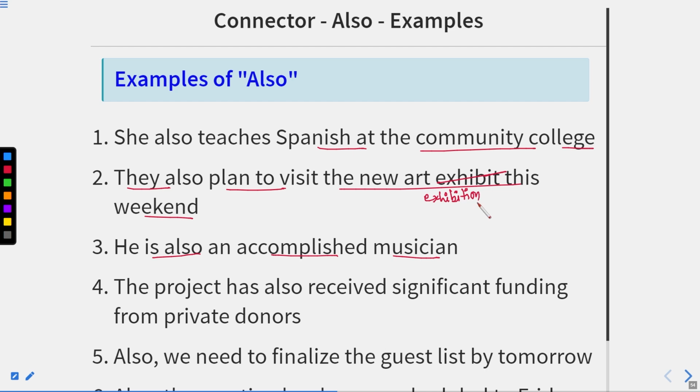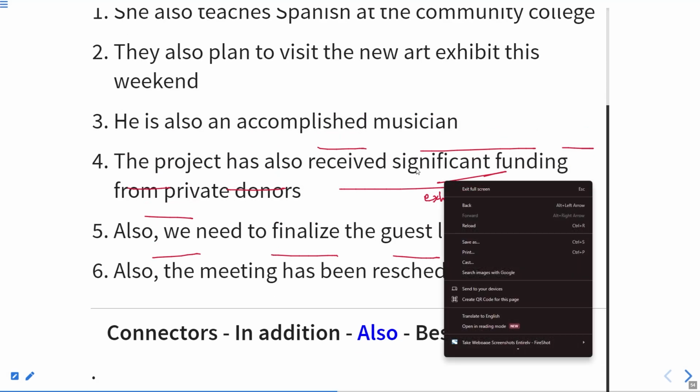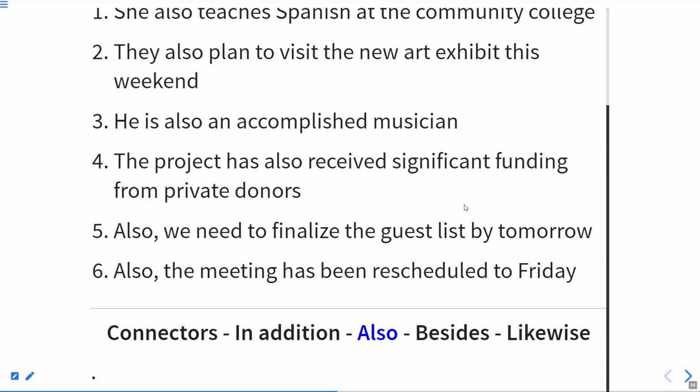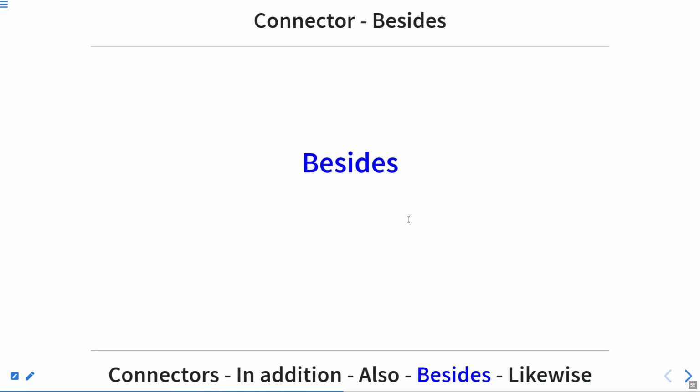So maybe just by mistake it is like this. After that, the project has also received a significant funding. Now you can see more sentences of it. The project has also received significant funding from private donors. Also, we need to finalize the guest list by tomorrow. Also, the meeting has been rescheduled to Friday. So as you can see, many sentences over here of also.